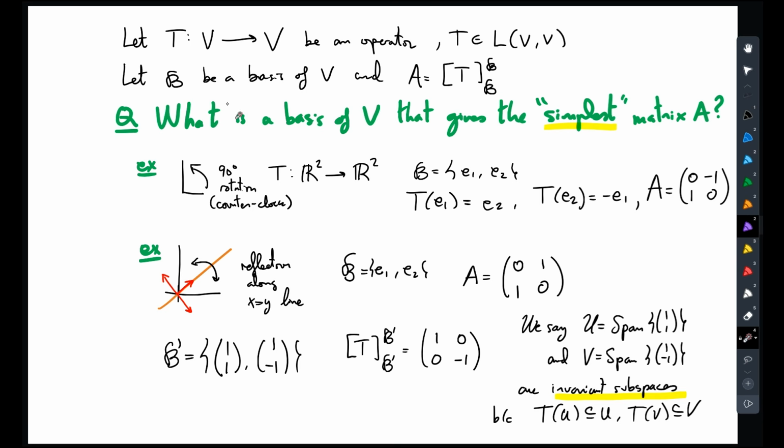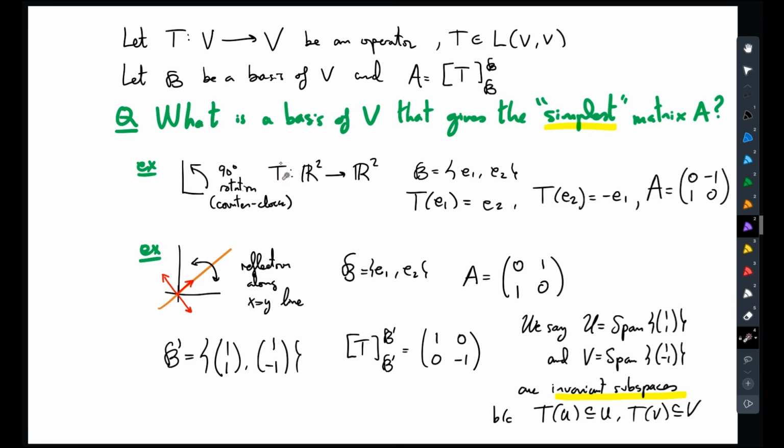But the question that we're going to start with, to motivate how to find eigenspaces and why we care about them, is: what is a basis of V that gives the simplest matrix A for the operator T? Depending on what basis we pick, the matrix A may be super complicated or perhaps very simple. So we're trying to find a basis B that will make this matrix as easy as possible to work with.